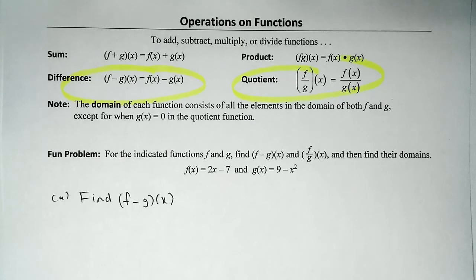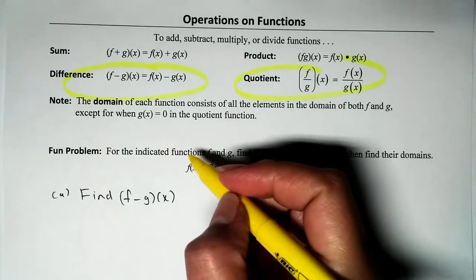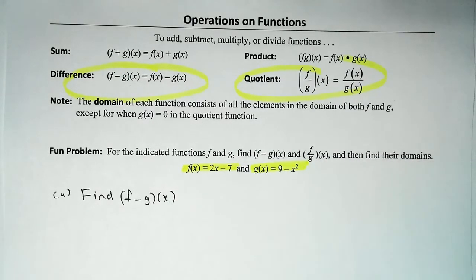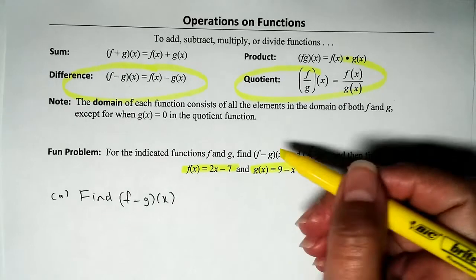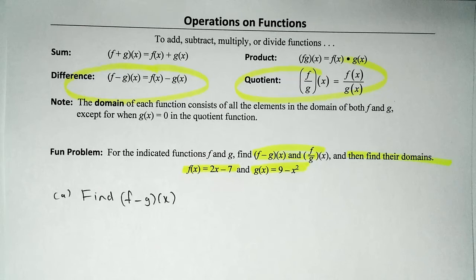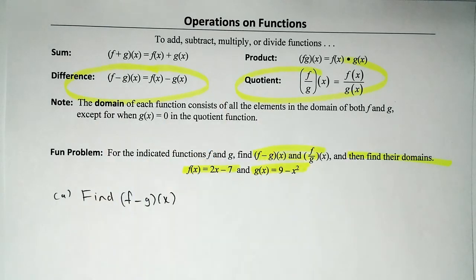So we are given two functions, namely f of x equals 2x minus 7 and g of x equals 9 minus x squared, and we are asked to subtract and divide them. And not only that, when we're done, let's go ahead and list their domains. So remember, no matter which of the four operations you do, whether you add, subtract, multiply, or divide, whatever that outcome is, we still need to respect the domains of the original functions.